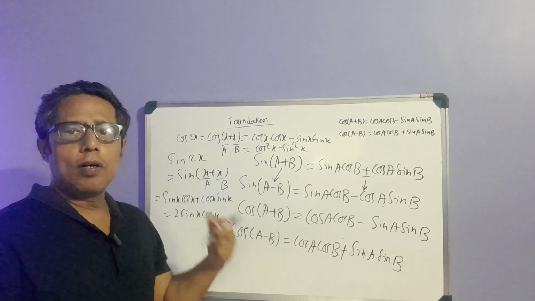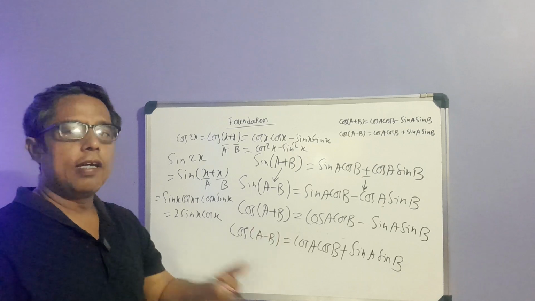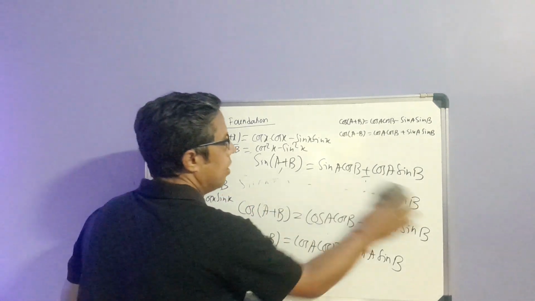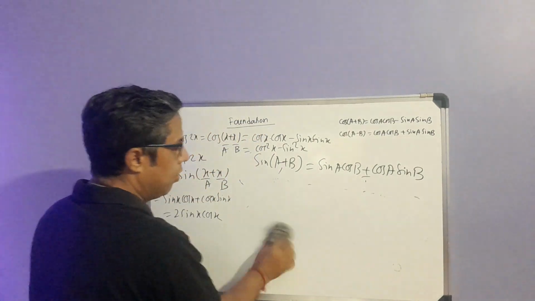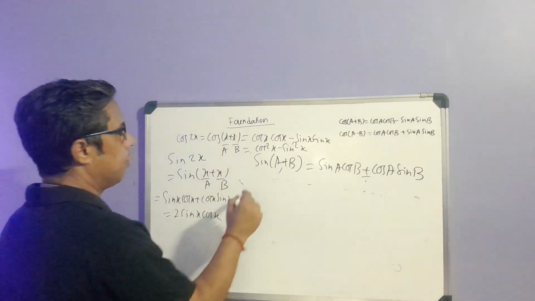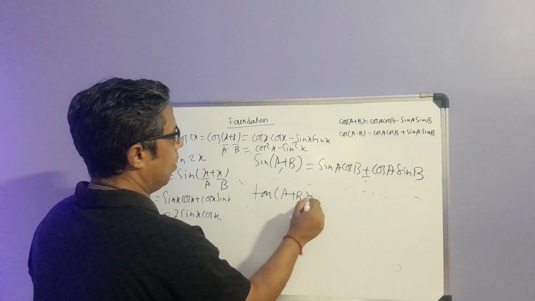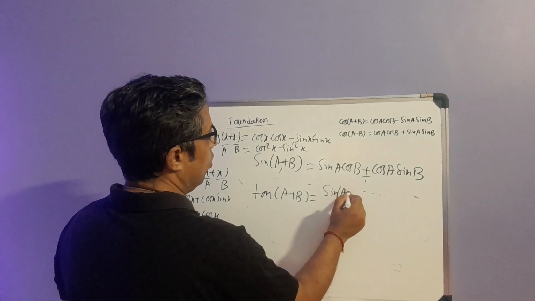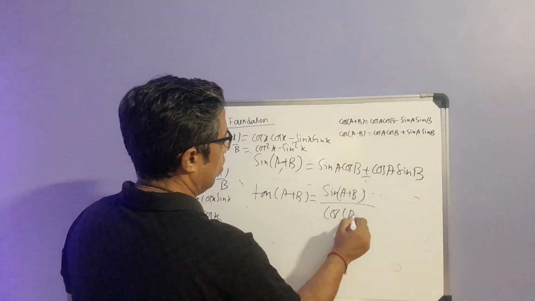So you don't have to remember too much, only two formulas, sine of a plus b, cos of a plus b. That's it. Rest of anything, you can solve with this. Now, suppose you want to get tan of a plus b. I don't have to remember. Tan of a plus b means sine of a plus b by cos of a plus b, like this.